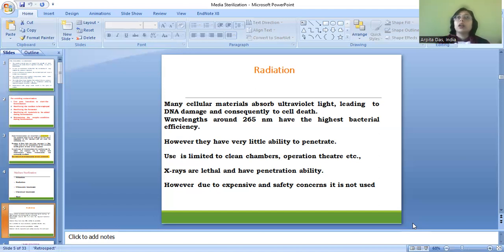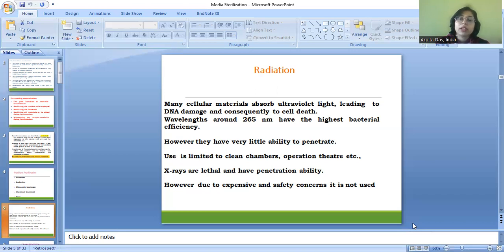Now there are two most important long-term preservation methods, which include cryopreservation and lyophilization. Lyophilization means freezing under very low temperature. So lyophilization is a method which is called freezing under low temperature.